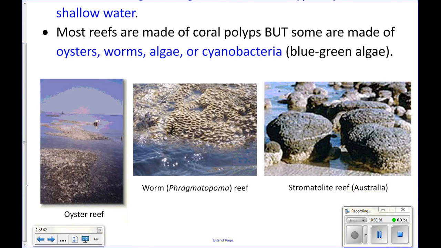Okay, so you get oyster reefs. That picture is this picture right here on the left. That's an oyster reef. You also get reefs that are formed by worms. So the middle picture is a worm reef. Basically, worms can form like tubes, like rocky tubes that they live in, and they grow on top of each other and can form reefs. And then you also have blue-green algae, okay, cyanobacteria that can form reefs. They're called stromatolites, found in Australia. But most of the reefs that we find worldwide and are most familiar with are formed by coral, right? The ones that we like to snorkel on, super pretty, okay, those are formed by coral.